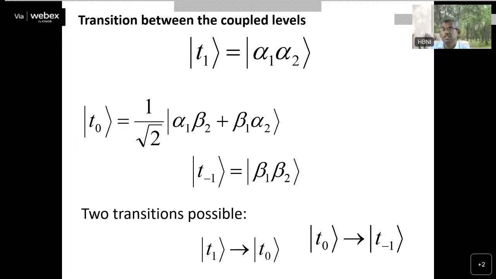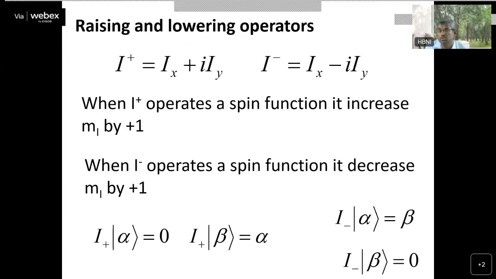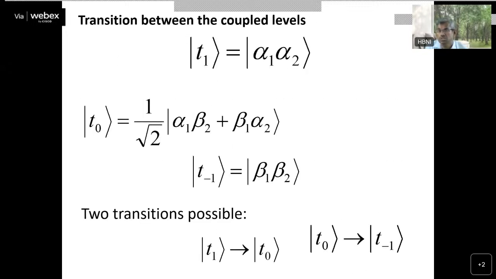Just between the coupled levels, as I told, instead of alpha 1, alpha 2, they are homonuclear coupled. You can say one is one proton and the second is a second type of proton. So A proton and B proton. You can say alpha A, alpha B. Two different types of proton, they are coupled. So T1 is the lower level, correct? T0 is nothing but alpha beta, beta alpha. That can be expressed in this type of level. And the excited state is nothing but beta 1, beta 2. So two transitions are only possible, that also you know. Either T1 to T0 and T0 to T minus 1.